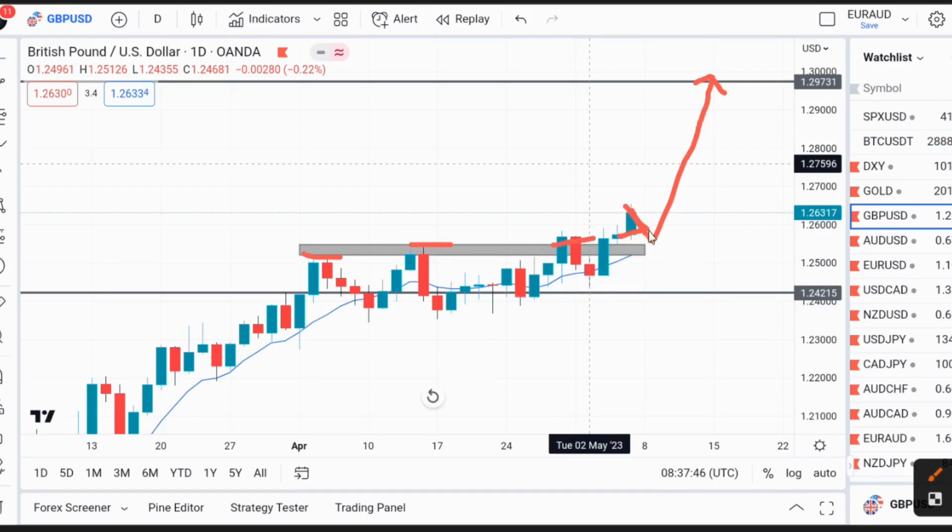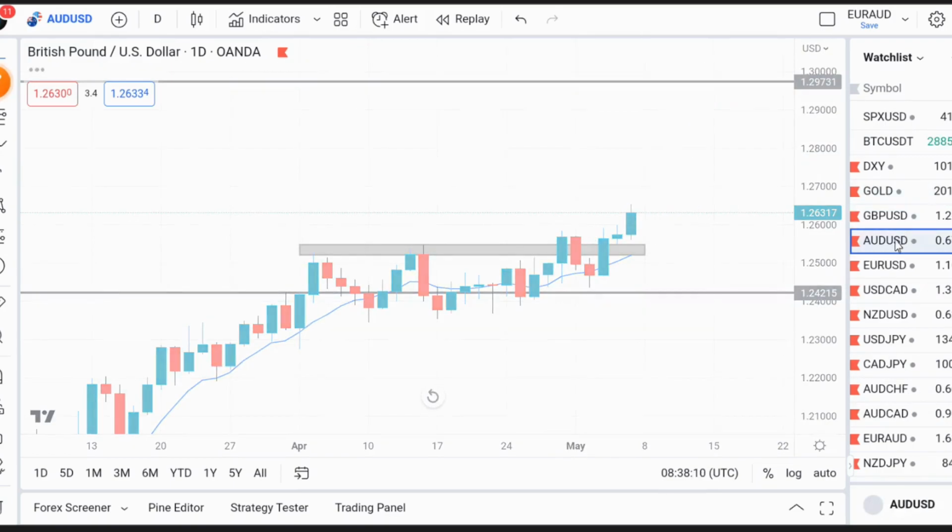So we might just see a small retracement and a move to 1.29731, as we saw the US dollar, and then as the DXY declines towards 98 something. So this one too, you can see a move to 1.29731.